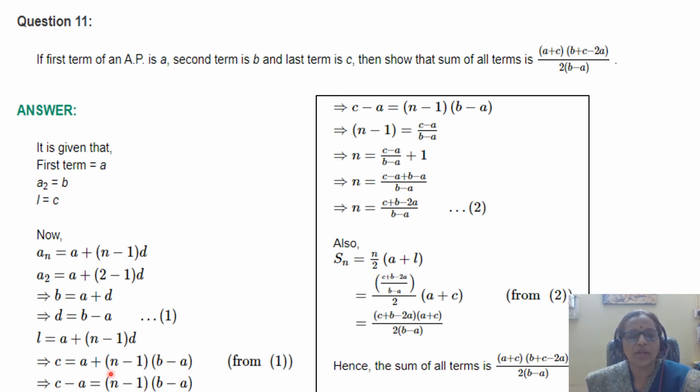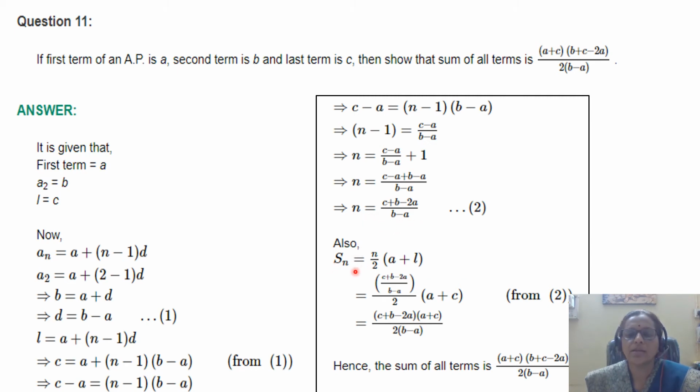So now transfer this a to the left hand side. c minus a is equal to (n minus 1) into (b minus a). So n minus 1 is equal to (c minus a) upon (b minus a). I want the value of n, so transfer this minus 1 to the right side. You have n is equal to (c minus a) upon (b minus a) plus 1. Now the LCM is b minus a: c minus a plus b minus a. Minus a minus a is minus 2a, so (c plus b minus 2a) upon (b minus a). This is the value of n.